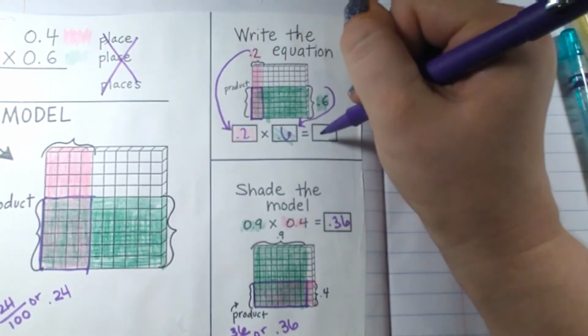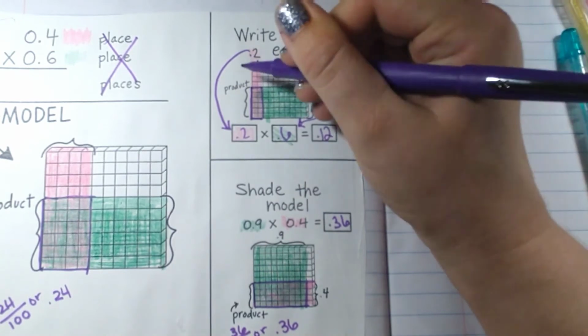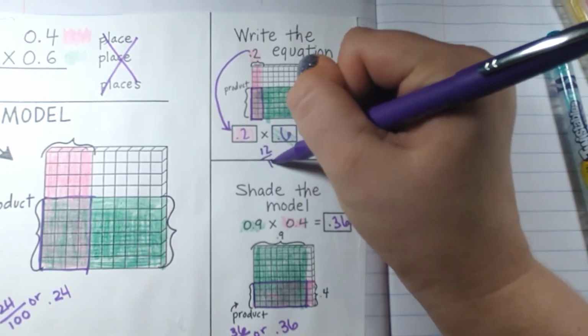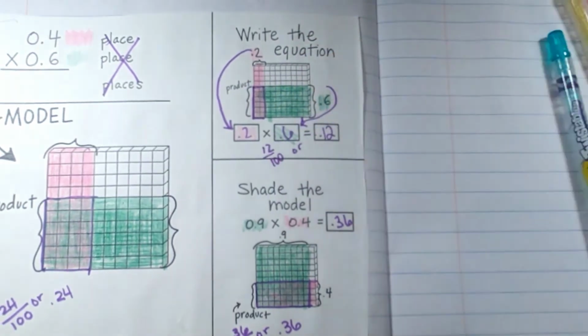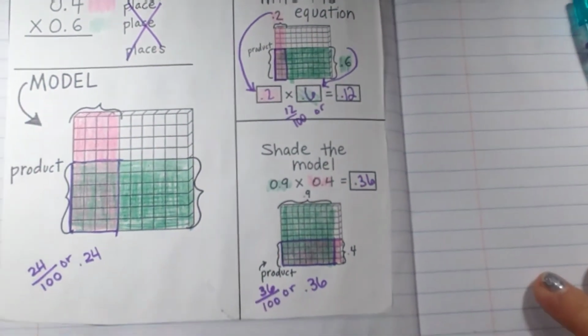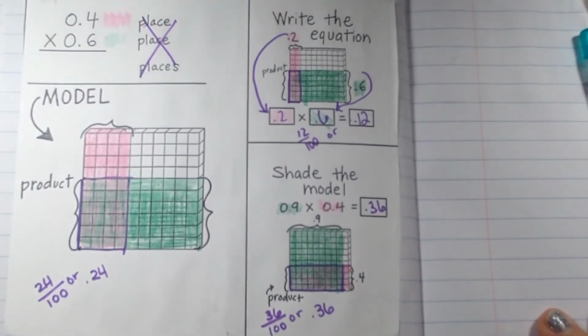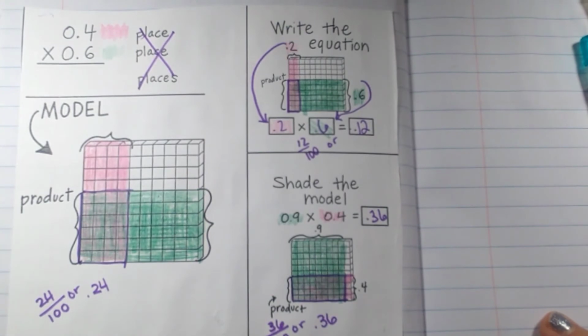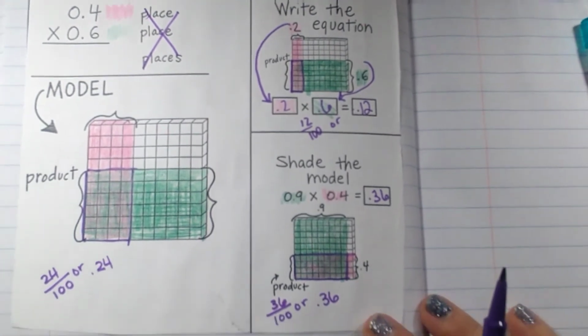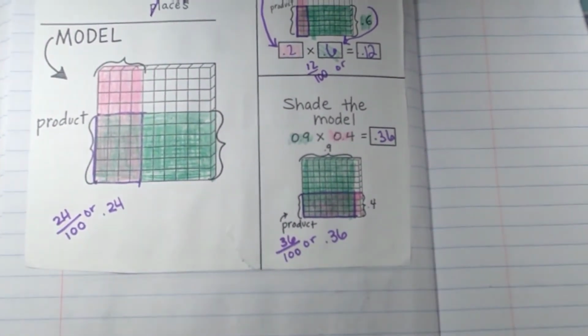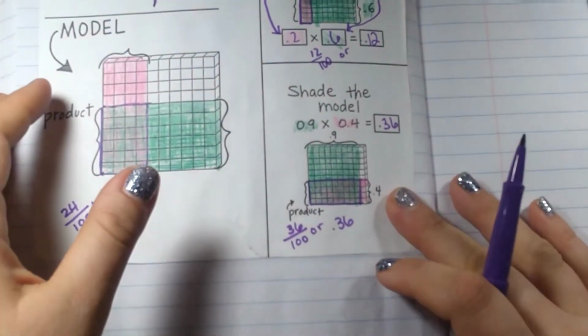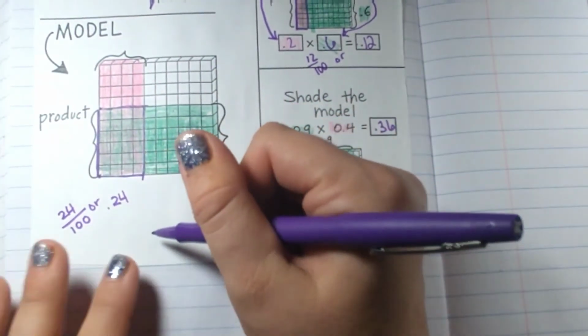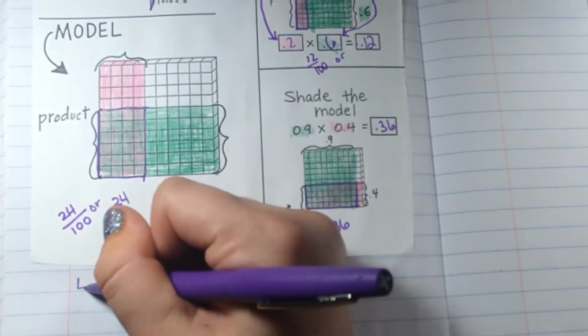Okay, so that's actually 12 hundredths. 12 out of 100, or 12 hundredths. So now I'm actually going to draw, because I do not have graph paper on me, so I am going to be drawing. Let's see here, example.